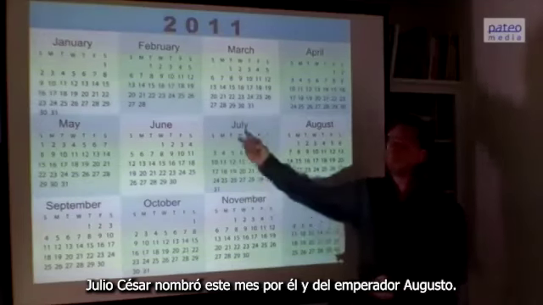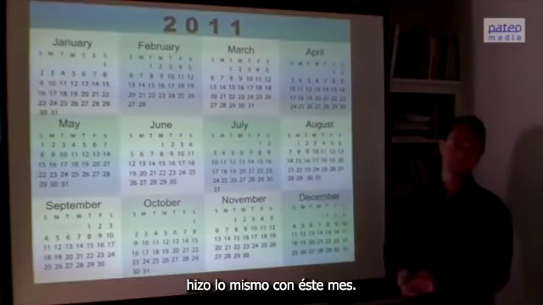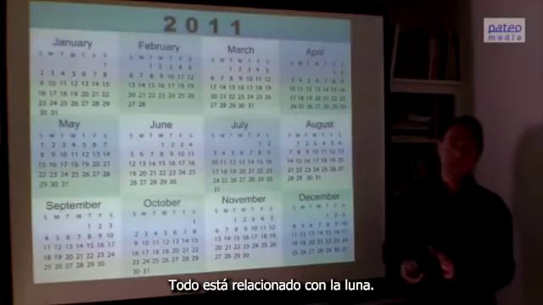Julius Caesar named this month after himself, and Emperor Augustus did the same with this month. Yeah, it's all related to the moon.